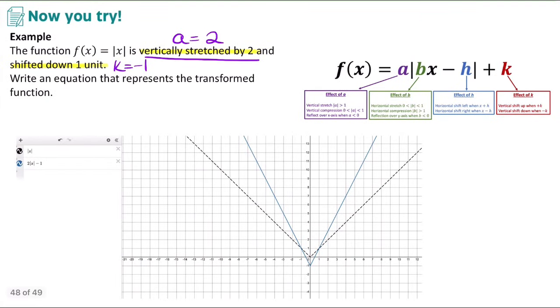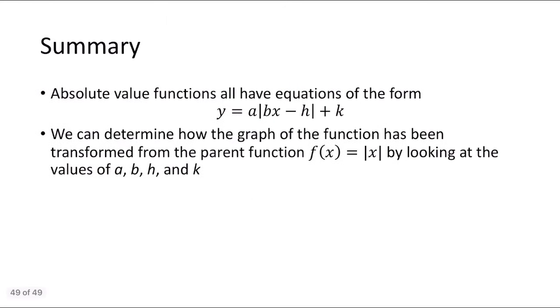Remember, it's always a good idea to double check in Desmos. You can see that our graph has been vertically stretched, right? It is taller and it has been shifted down 1 unit. So in summary, remember that absolute value functions all have equations in the form y equals a times the absolute value of bx minus h plus k. We can determine how the graph of the function has been transformed from the parent function by looking at the values of a, b, h, and k.